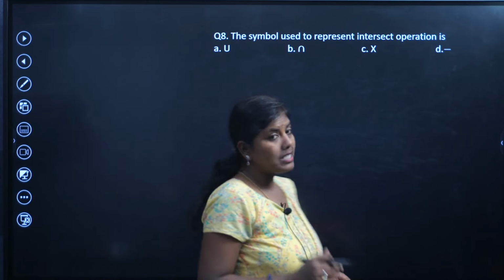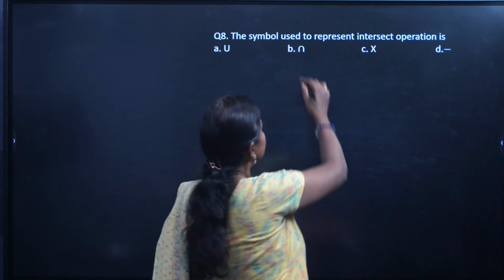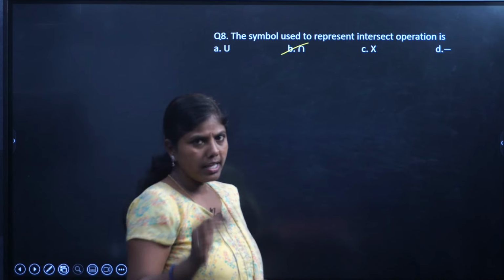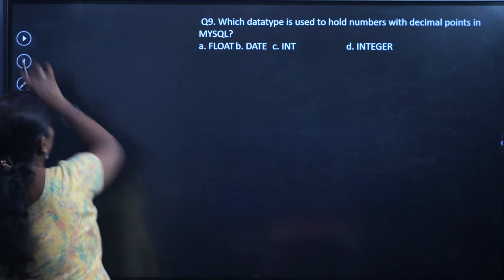The symbol used to represent the intersection operation. It's going to be very simple. You've also learned it in maths, under sets it will come. That is going to be this symbol, the intersection symbol. Okay, we'll go for the next question.